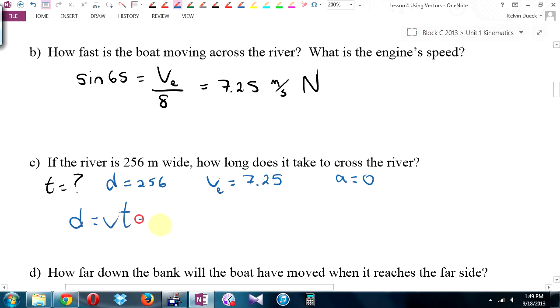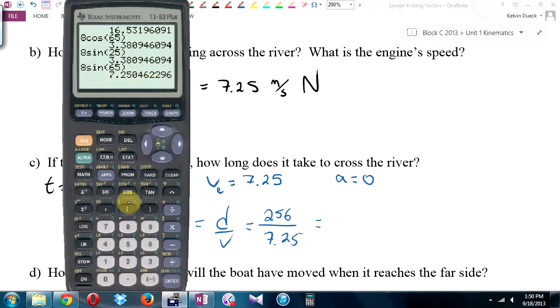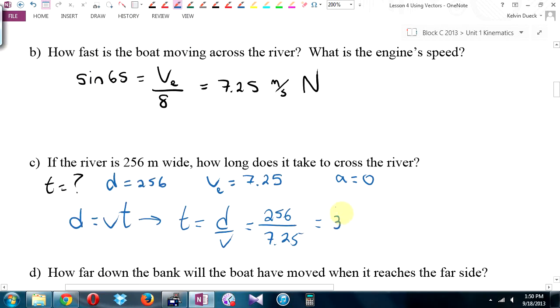Is that what you said? Yeah. If it wasn't, pretend you did. So it's going to be 256 divided by 7.25, but I think I have this number still stored on my calculator. I'm going to use my answer button. And I get 35.3 seconds to get across. Thank you. Can't read.